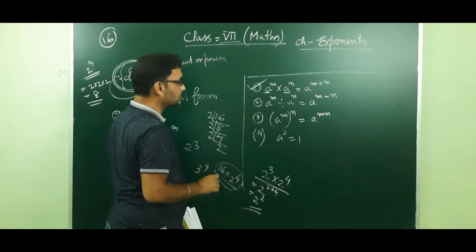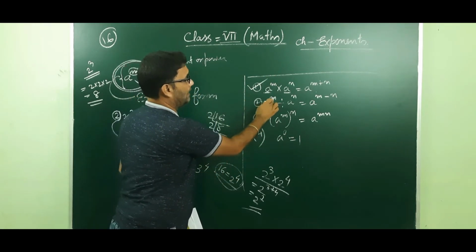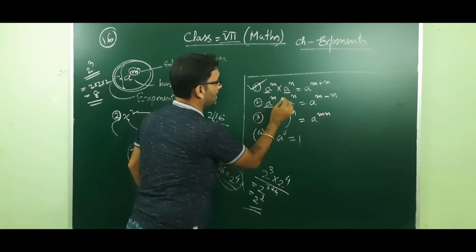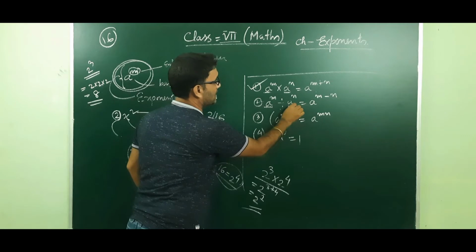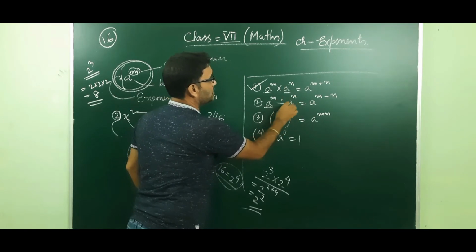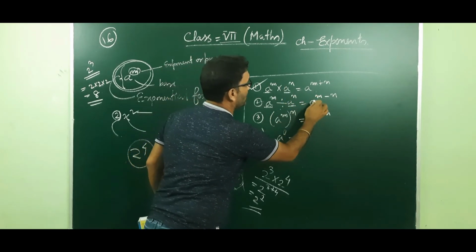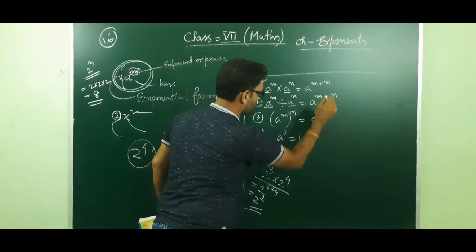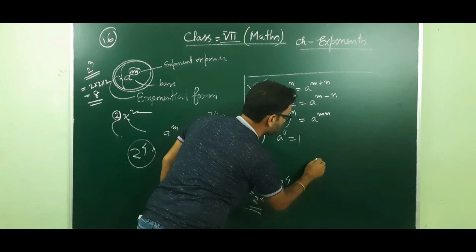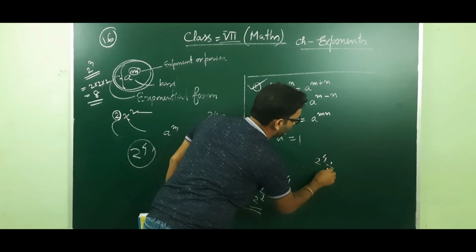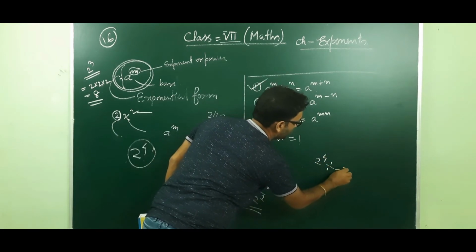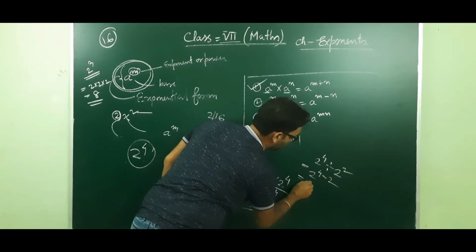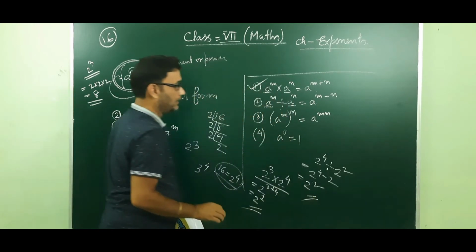Then number 2, suppose a to the power m divided by a to the power n. Here also the base is a, here also the base is a. Both the bases are equal. So in case of division, the powers will subtract. That means you will write a to the power m minus n. Similarly, suppose 2 to the power 4 divided by 2 to the power 2. So what will you write? 2 to the power 4 minus 2. That means your answer will be 2 square.